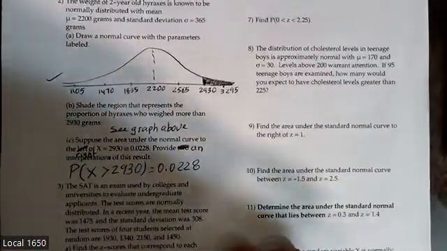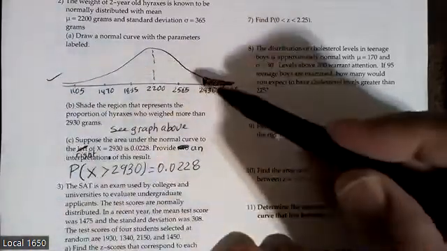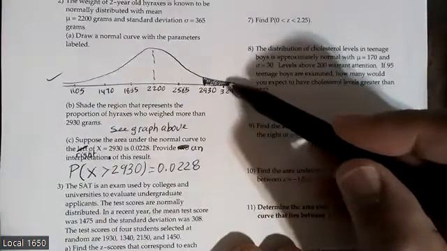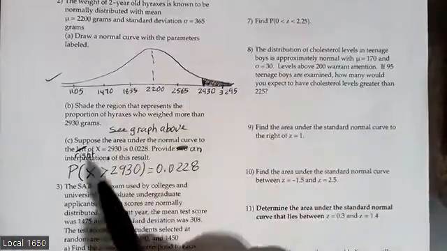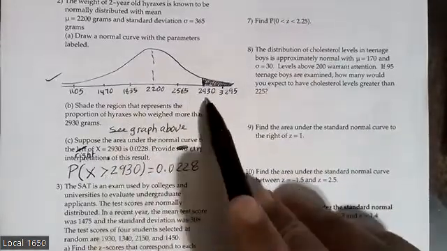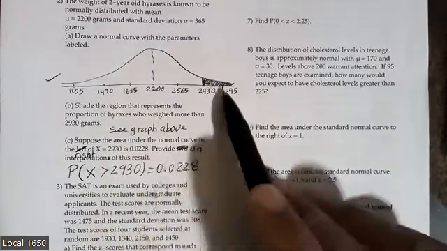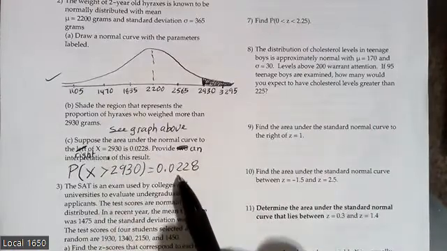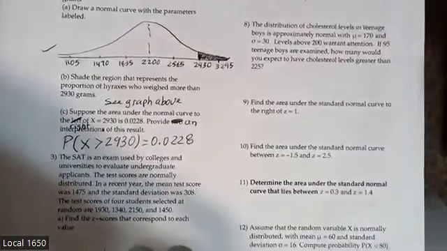C, suppose the area under the normal curve to the right of x equals 2930 is 0.0228. So he's telling me that this area is 0.0228. How do I express this in symbols? When you go to the right, that means you're going greater than. So to the right of 2930, guys, means x greater than 2930. And this probability tells us it's 0.0228. So there is no work that you need to do. It's just a way to write the answer. All right, so this is number 2.